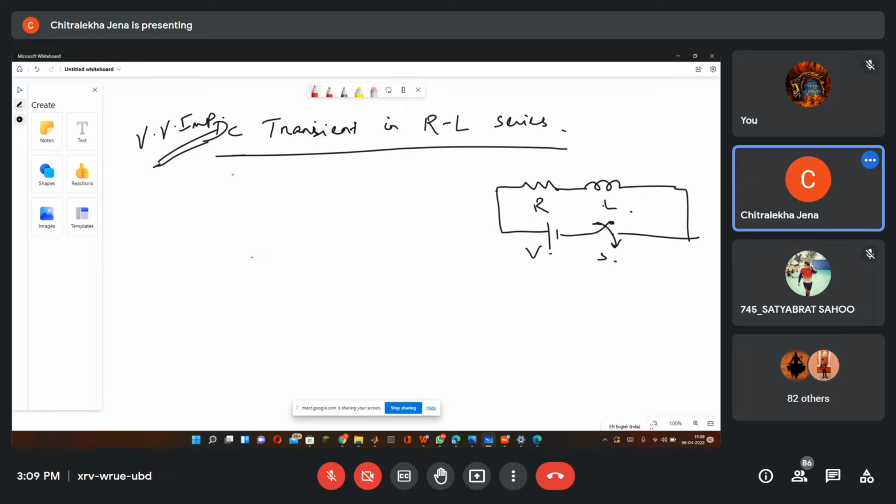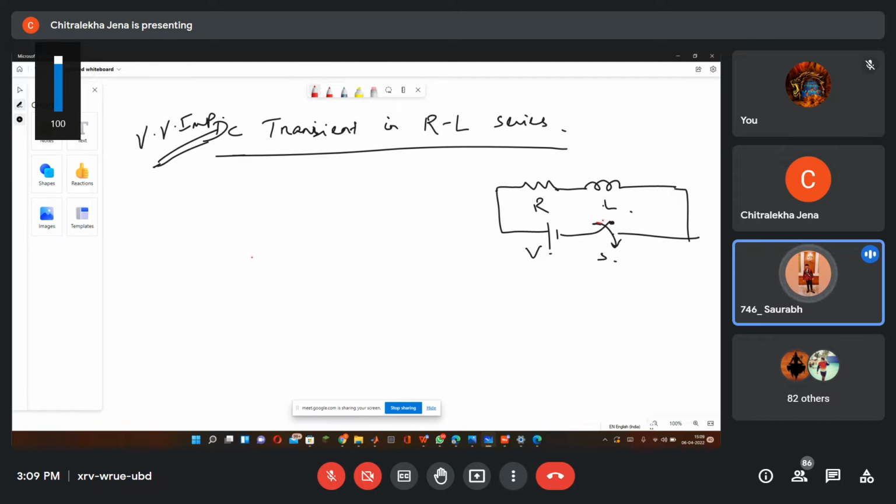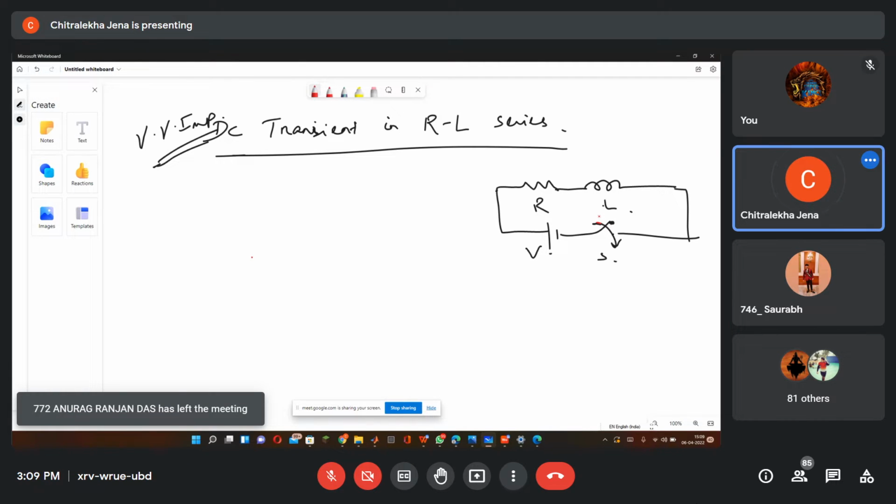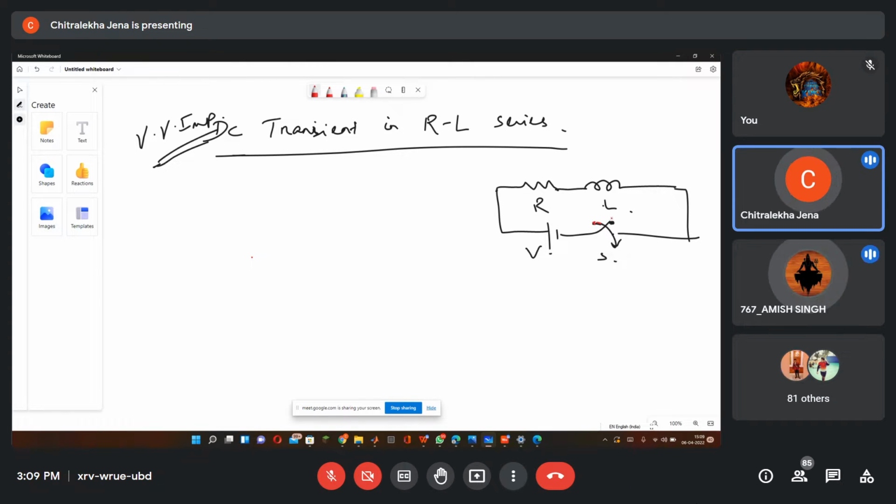Ma'am, at that instant, current will not flow. Current will not flow. Why will the current not flow? I have closed the switch. Ma'am, because of the inductor. Why? The inductor does what? Reverse EMF will be produced. The inductor opposes the cause. When the current increases, the inductor wants to decrease it, and when it decreases, it wants to increase it. Reverse EMF, reverse voltage.